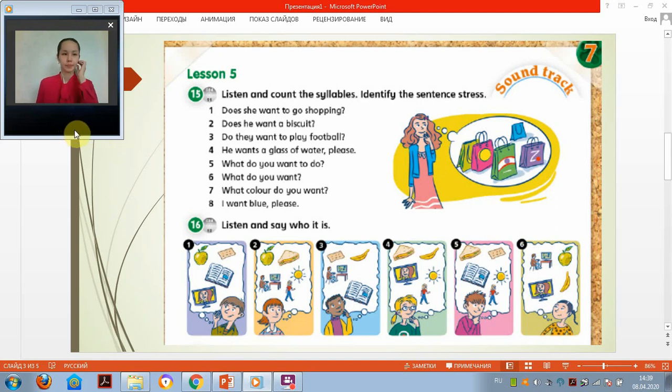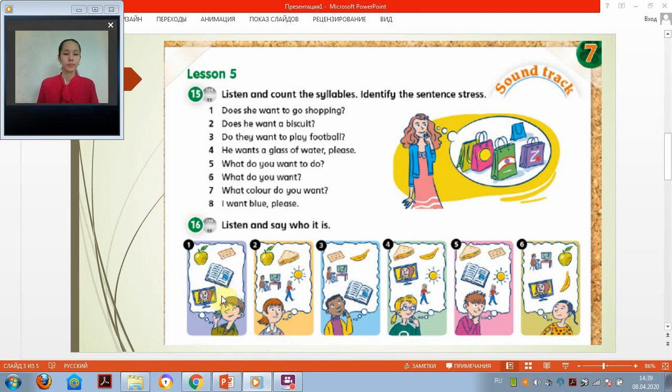Number 3. He wants a biscuit and a banana. He wants to read a book and play on his computer. Okay, who is it? How do you think? Who is the child in the picture? It's number 3. It's number 3. Number 4. He wants an apple and a biscuit. He wants to read a book and watch TV. It's number 1. Yes, it's number 1.